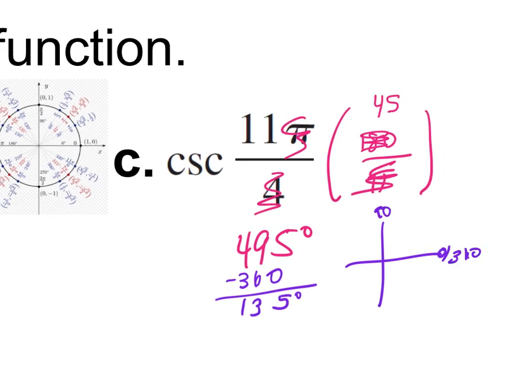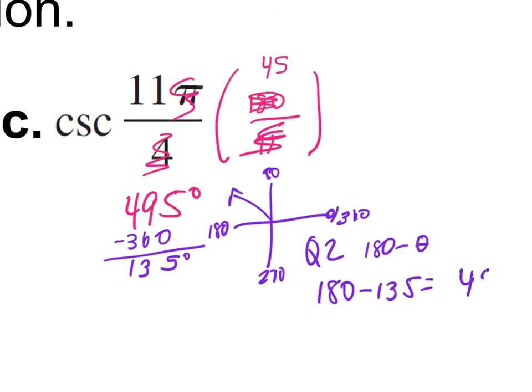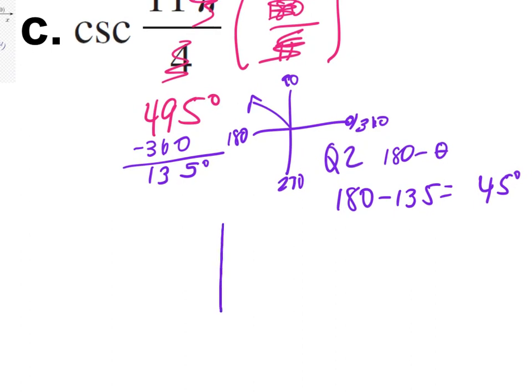Where is 135? In the second quadrant. 90, 180, 270, right? It's over here, quadrant 2. What's the rule for quadrant 2? It's 180 minus theta. So I have 180 minus 135, which is 45 degrees. So I'm going to draw a quick little right triangle. 45, 45, 90. What's the pattern for a 45, 45, 90? 1, 1, square root of 2.